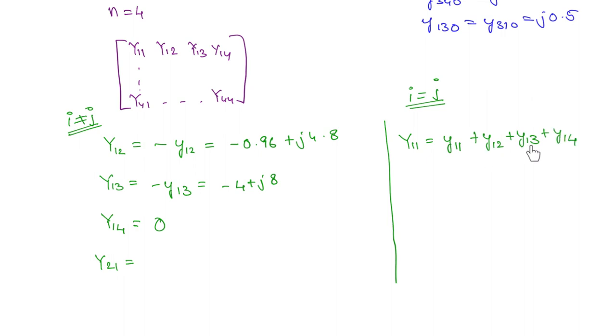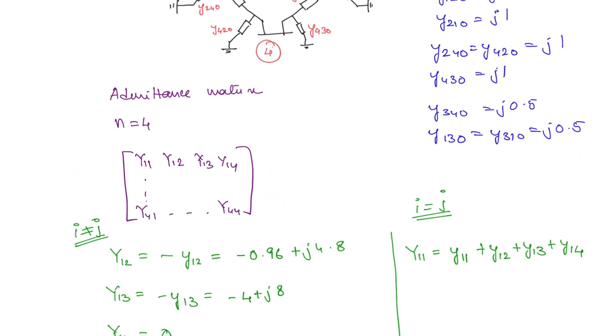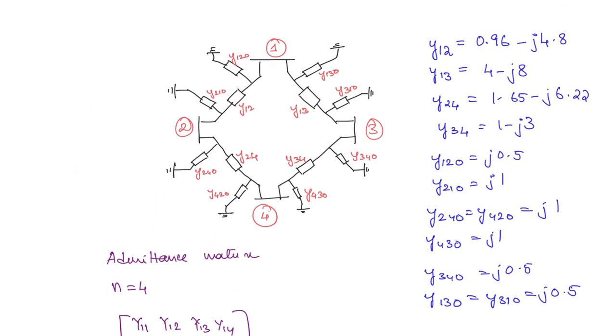So y12, y13, y14 you already know. We just need to find y11. Here if you see at bus 1, you have this one transmission line, and this one transmission line. The admittance of this transmission line at this end is y120 and here this is y130. So Y11 will be equal to y120 plus y130, as simple as that.